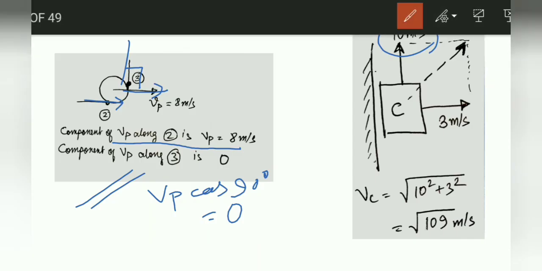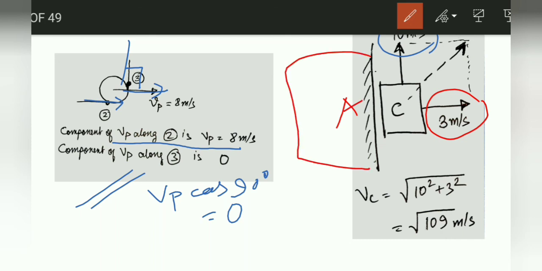Exactly what I have done. This block C is moving with a velocity of 10 meter per second upward with respect to the block A. This is the block A, and this is the velocity of block A itself. So we have to find the resultant, that is root over of 10 square plus 3 square, that is root over of 109 meter per second.